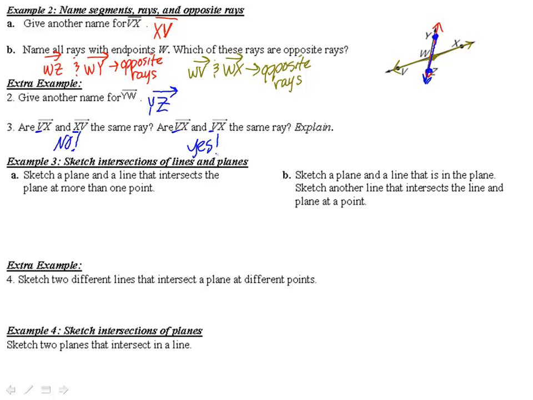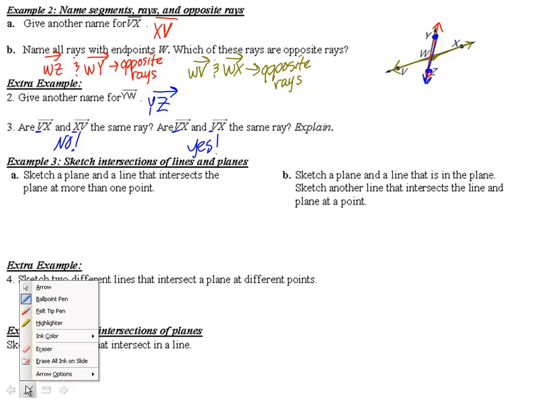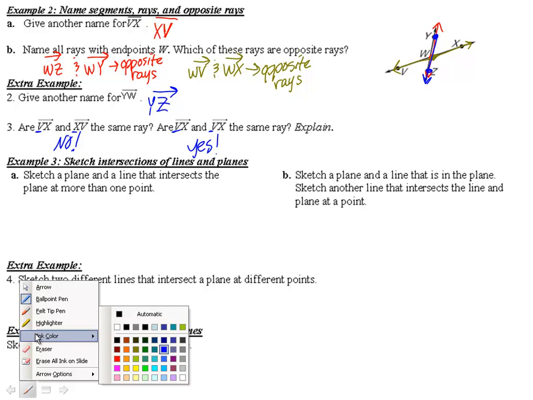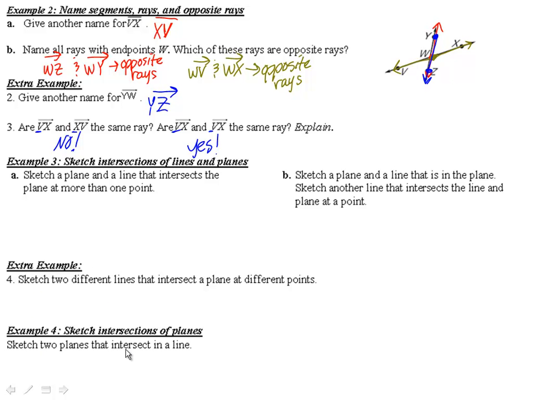Example 3, sketch intersections of lines and planes. This is where things can get a little bit difficult when you're drawing pictures, so I will try to draw these to the best of my ability. It says sketch a plane and a line that intersects the plane at more than one point. To draw a plane, like I showed on the frame, we're going to do almost like a sideways piece of paper that you're looking onto. To make it easier in my sketches, I'm going to shade it. If you just have a pencil, shade it in really lightly, because I'll use different colors.